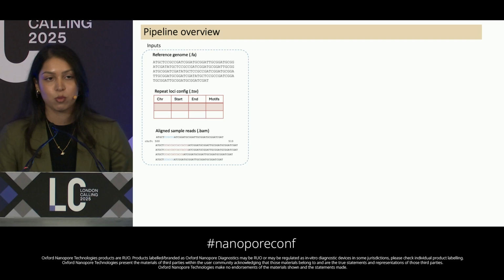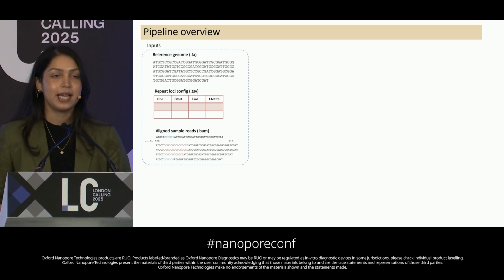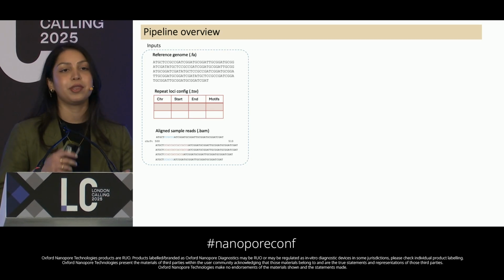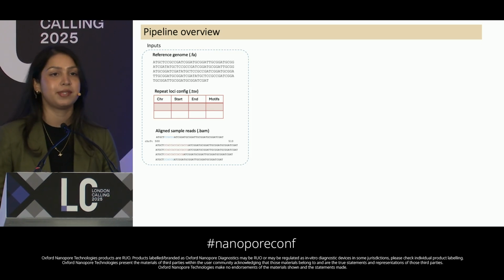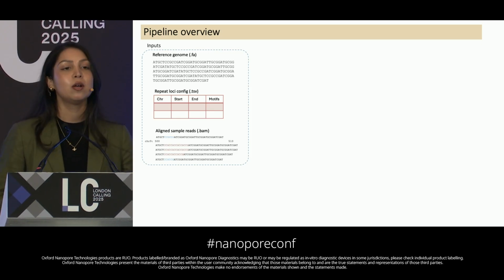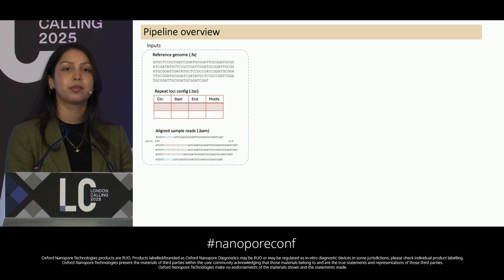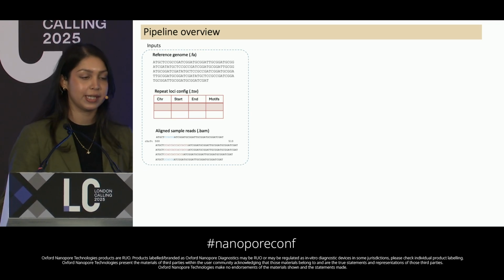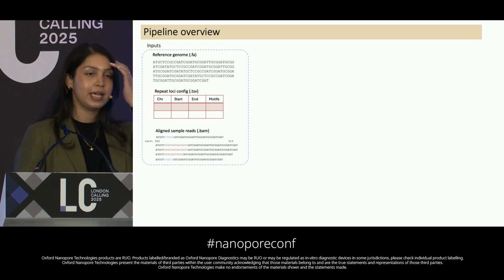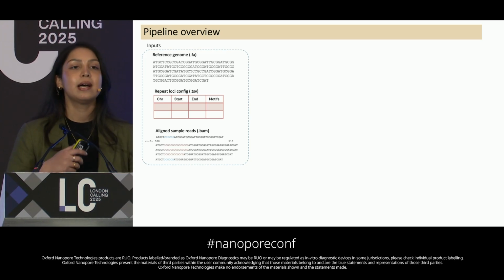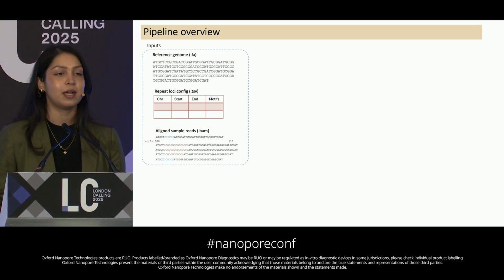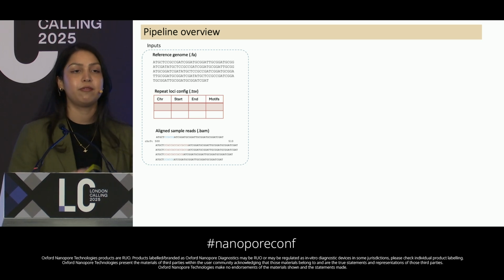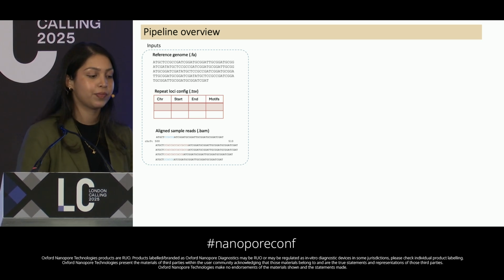So just getting into our workflow, once we sequence DNA with our workflow of choice, whether it's Cas9 sequencing, adaptive sampling, or whole genome sequencing, we then base call it, and we've done it on both Guppy and Dorado, and then align it to a reference genome of choice. So the input to this workflow is the reference genome of choice, a list of repeat loci that we're interested in looking at, and the actual BAM file that we've aligned to the reference genome.